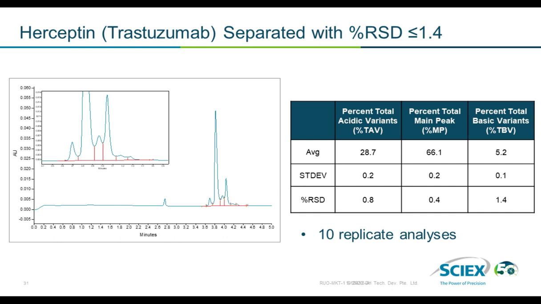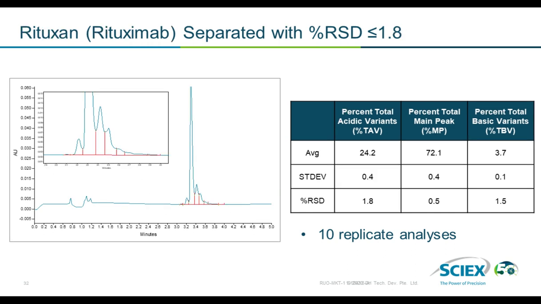The first molecule is trastuzumab, under the commercial name Herceptin. Right? So in 10 replicate analyses of this very well-resolved profile, we achieve RSDs of less than 1.5% for total acidic variants, total main peak, and total basic variants. Now we'll look at rituximab, better known as Rituxan. Again, 10 replicate analyses, another very well-resolved profile, with RSDs of less than 2% for total acidic variants, main peak, and total basic variants.